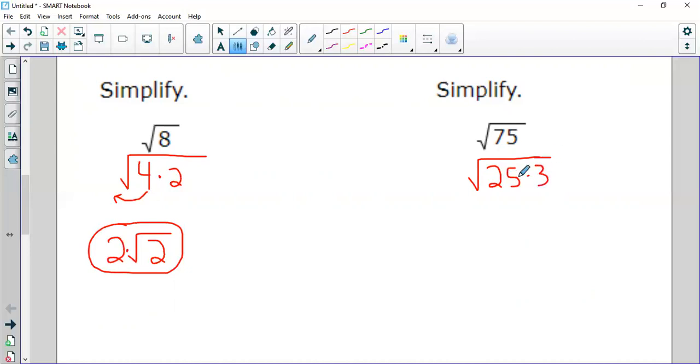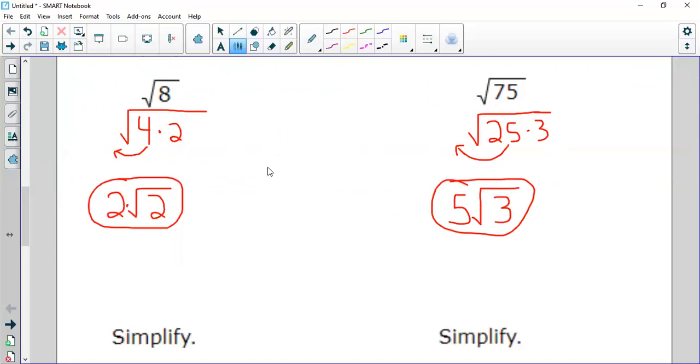25 is my perfect square. 3 is not a perfect square. 3 is going to remain inside the radical. The 25 comes out, and the square root of 25 is 5. And left inside the radical is the imperfect square, 3. So your final answer, simplified in simplest radical form, is 5 times radical 3, or just 5 radical 3. Not all quite that easy.